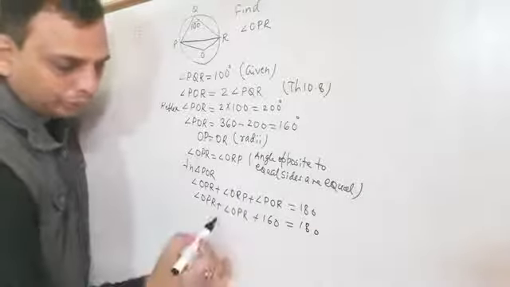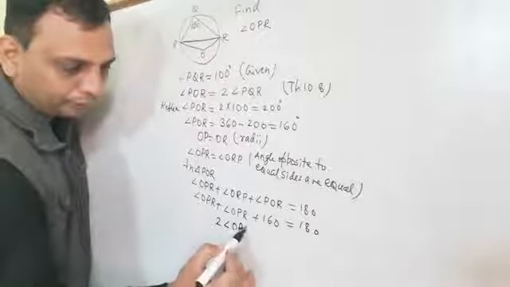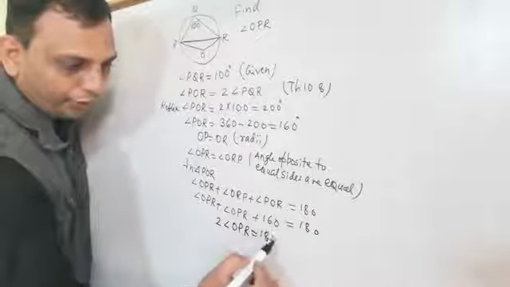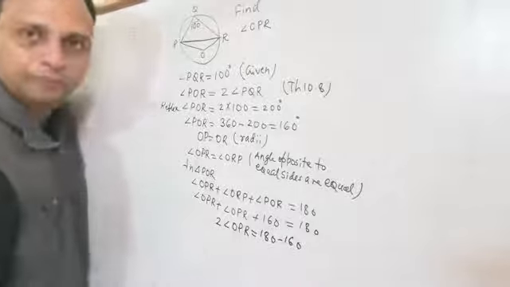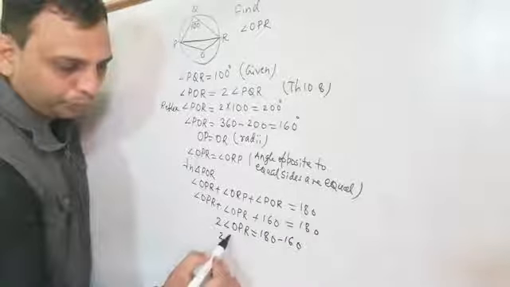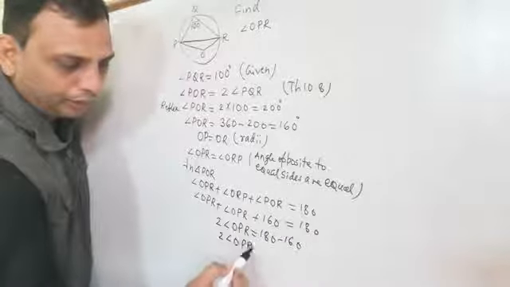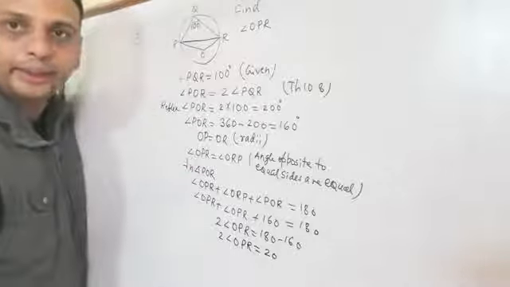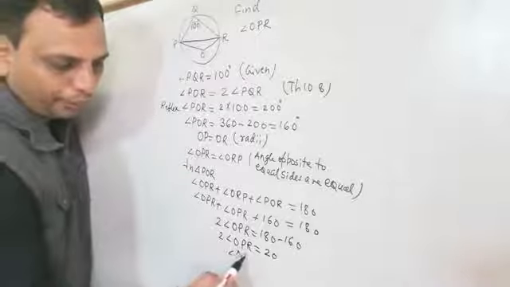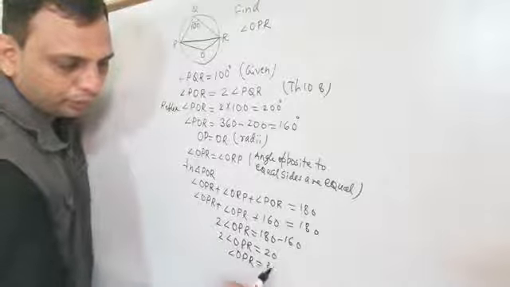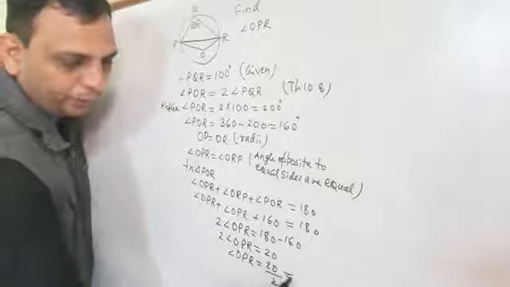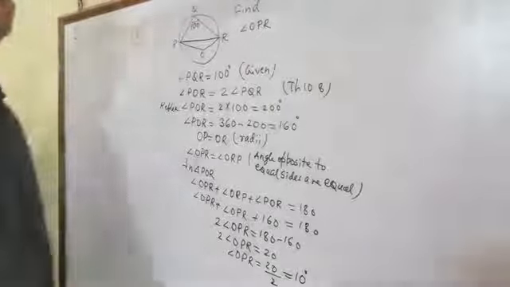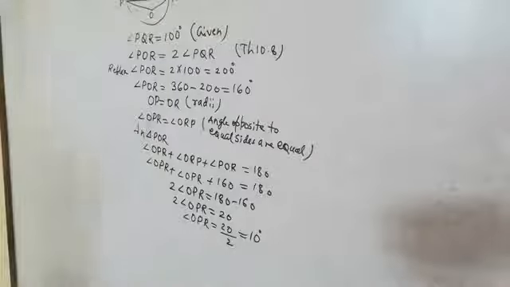Now 160 will go to this side and we can subtract. So 2 times OPR will be 180 minus 160. And 2 times OPR is equal to how much? 20 degrees. OPR will be how much? 20 divided by 2, 10 degrees. 10 degrees is the answer. So this completes question number 3.